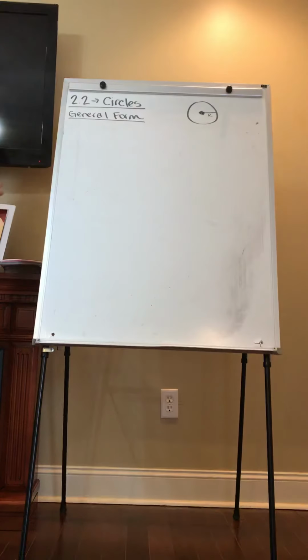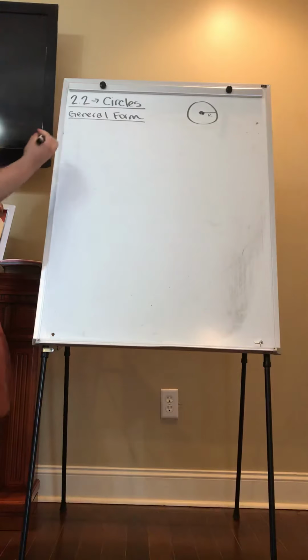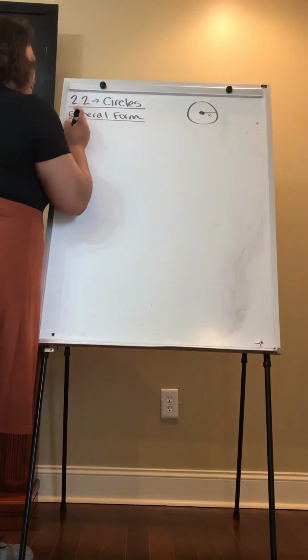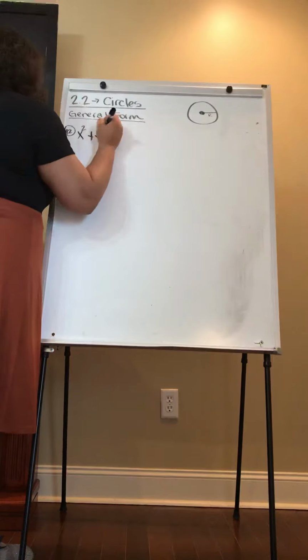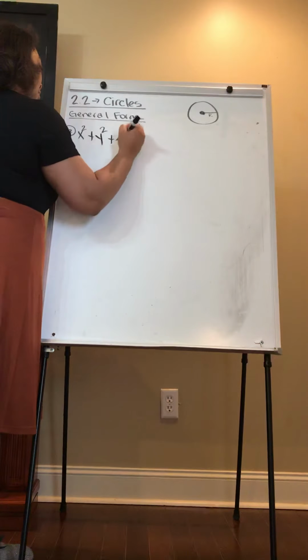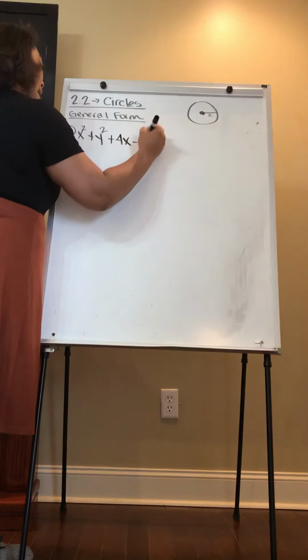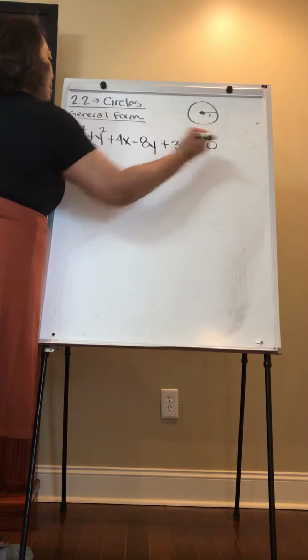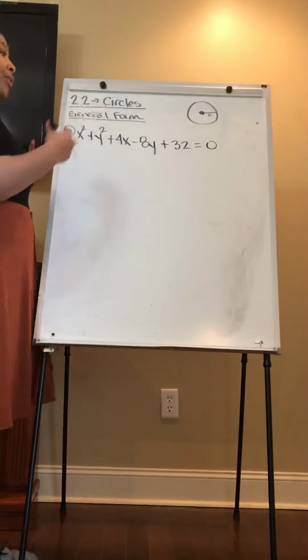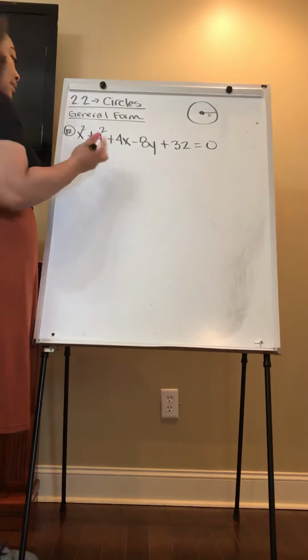Last two examples for the general form. Let's do x squared plus y squared plus 4x minus 8y plus 32 equals 0. So again, we're going to group our x's together and group our y's together.